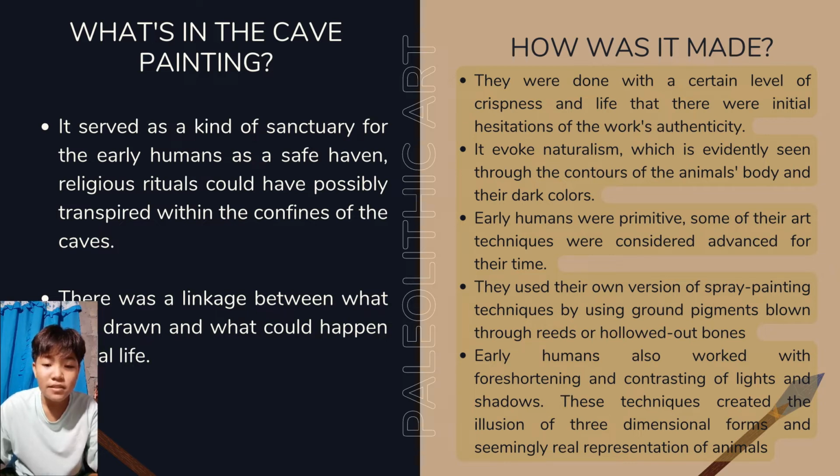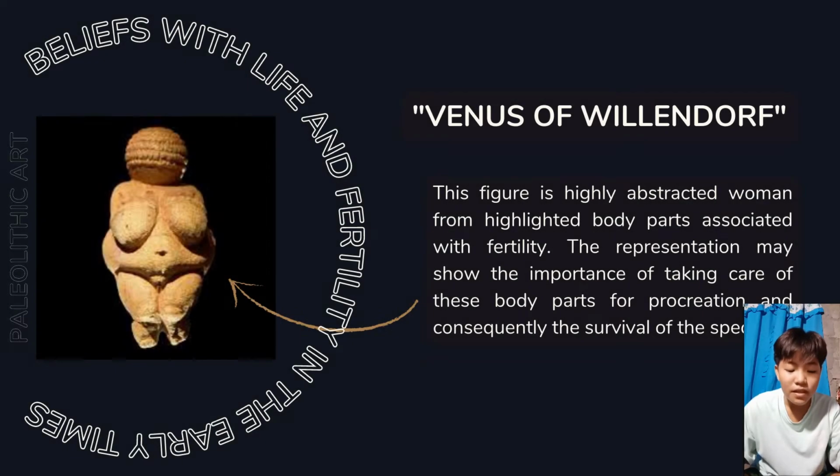Aside from this spray painting technique, early humans also worked with foreshortening and the contrasting of lights and shadows. These techniques created the illusion of three-dimensional forms and seemingly real representations of animals, beliefs with life and fertility in the early times.